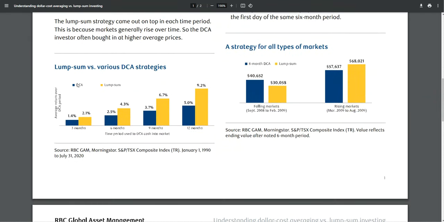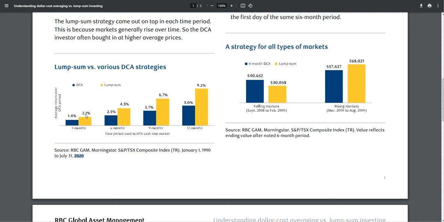Now lump sum is the yellow, and the dollar cost average is actually the blue side here. And as you can see, these are the times: 3 months, 6 months, 9 months, 12 months. But over the short period of time, as you can see, lump sum actually outperformed. This is because they back tested it, remember that. I think this was for 1999 to 2020, so they back tested that period of time. And this is exactly what you would have got if you had done that for the first 3 months.